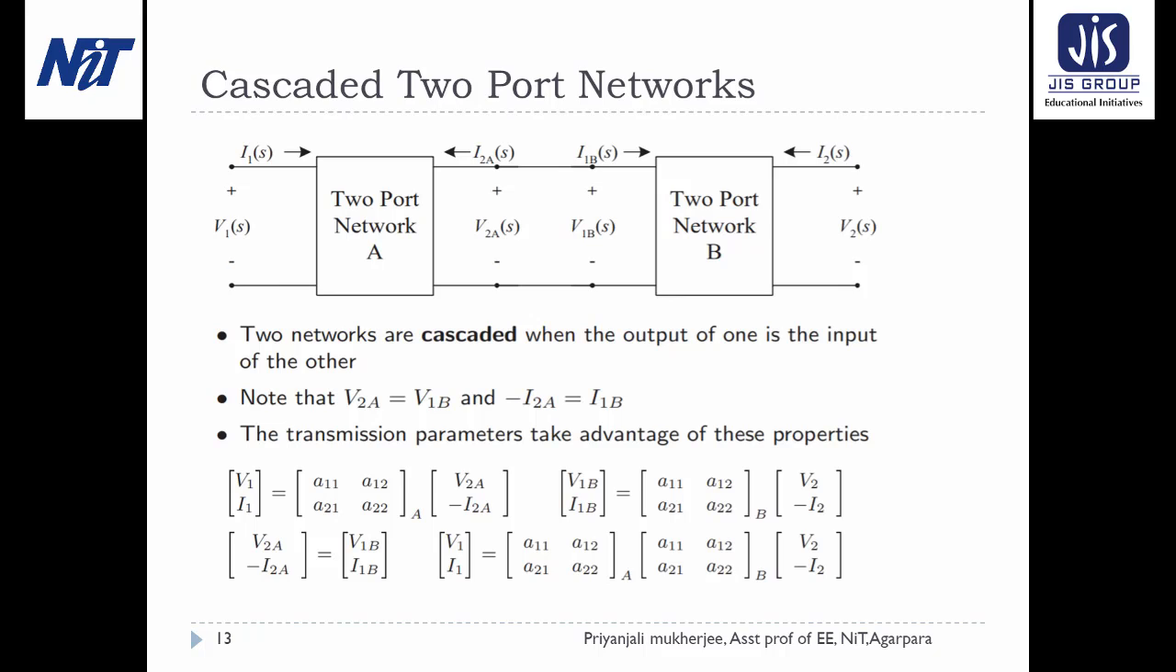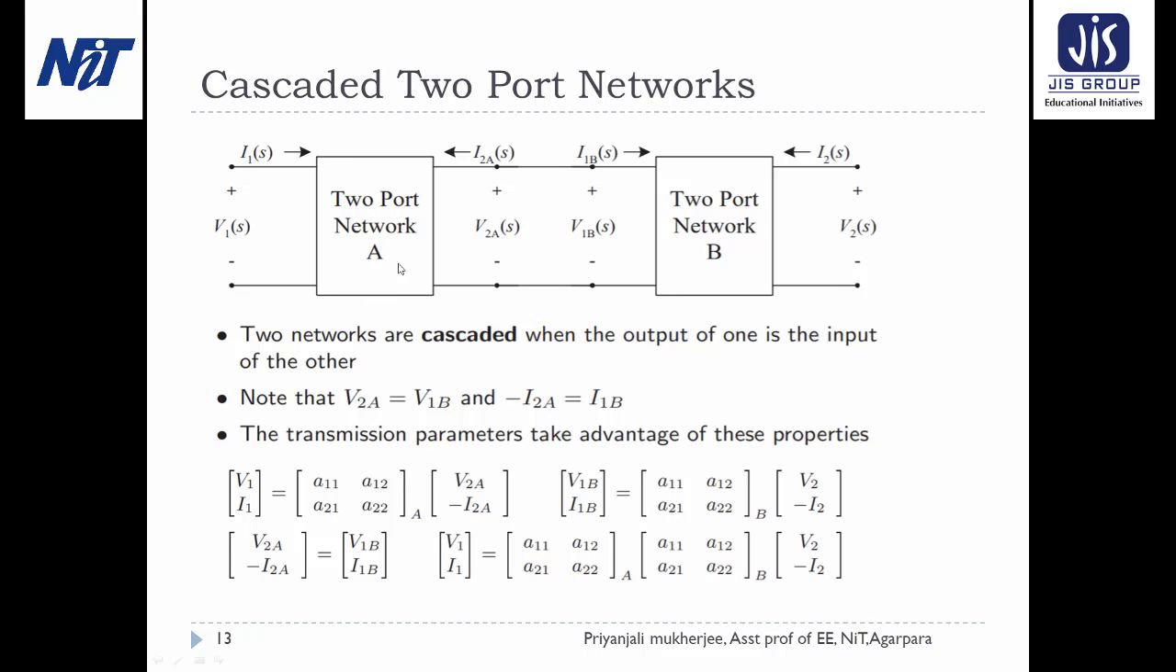Now cascaded connection means the output of the first network is used as the input of the second network. So here there are two networks. The first one is network A and the second one is network B, and the output of the first network is used as the input of the second network. And here we can see that V2A, that is the output of the first network, is equal to V1B, that is the input of the second network, and the directions of currents are opposite: I2A is equal to minus I1B. Now here the transmission parameters are useful in this connection.